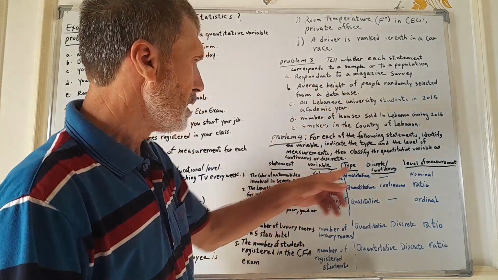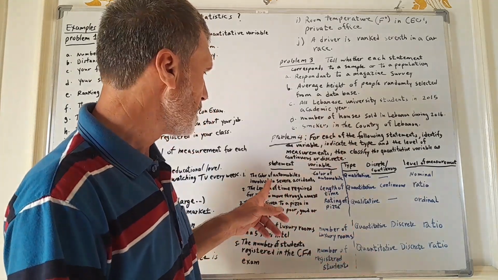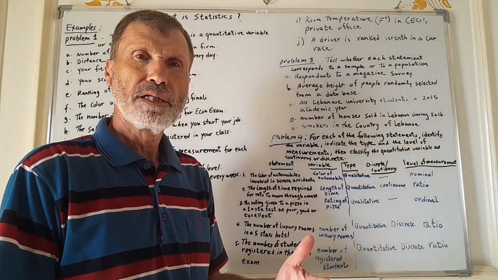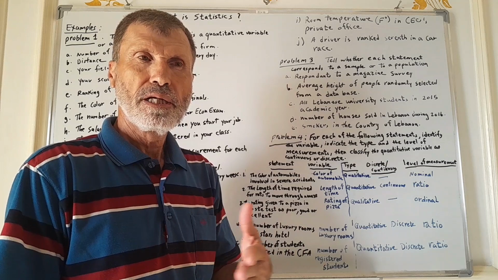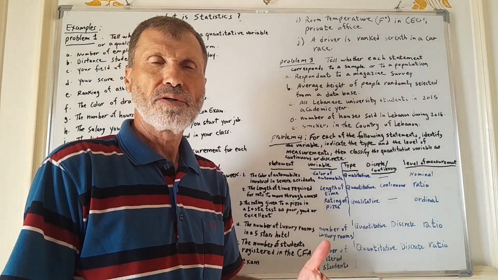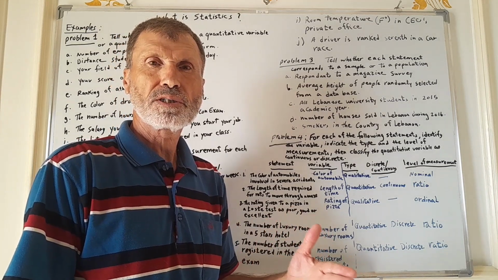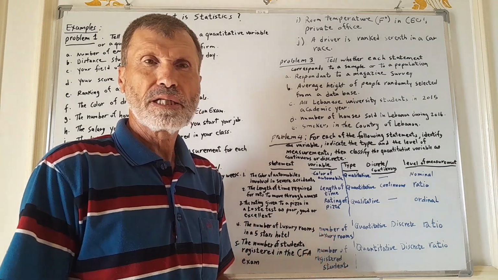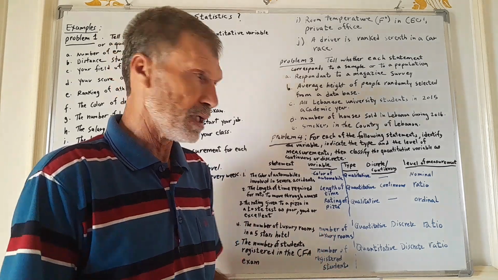Now, here we talk about level of measurement. Of course, the color of automobiles could be red, blue, green. Could be red the first, or green the first, or yellow the first. It does not matter. Therefore, it is nominal.